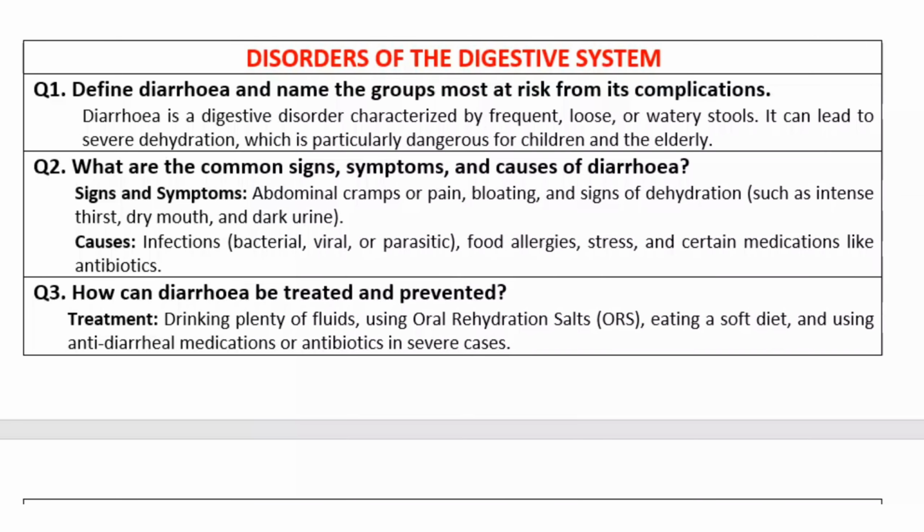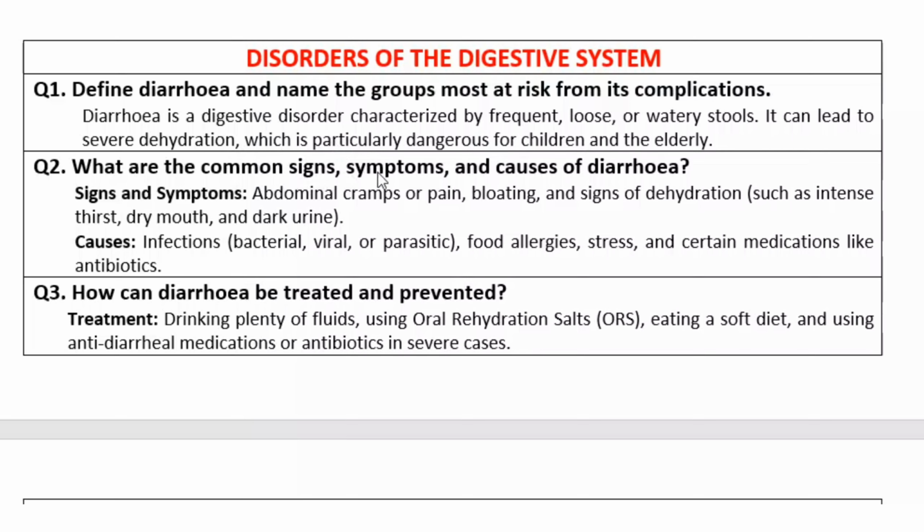Next topic is disorders of the digestive system. The first question is, define diarrhea and name the group most at risk from its complications. Diarrhea is a digestive disorder characterized by frequent loose or watery stools. It can lead to severe dehydration, which is particularly dangerous for children and the elderly.